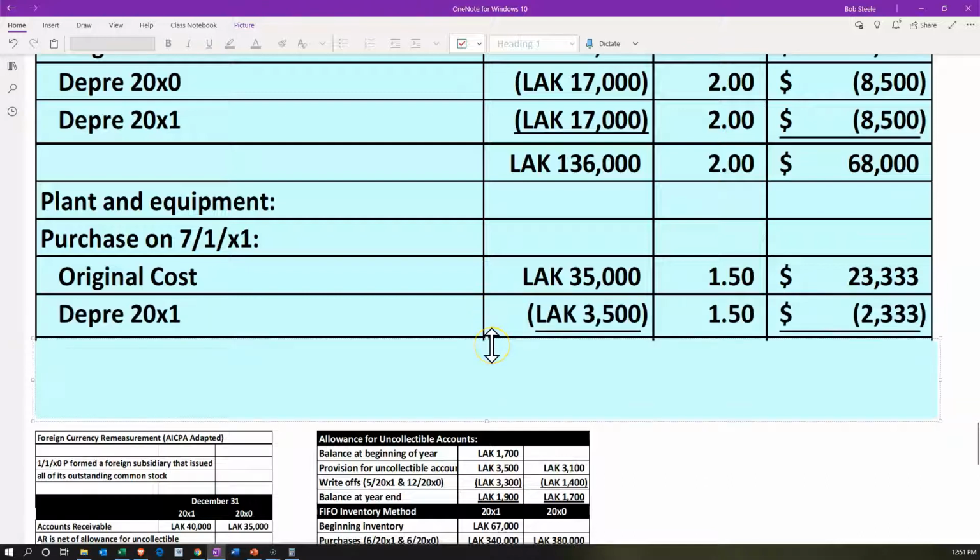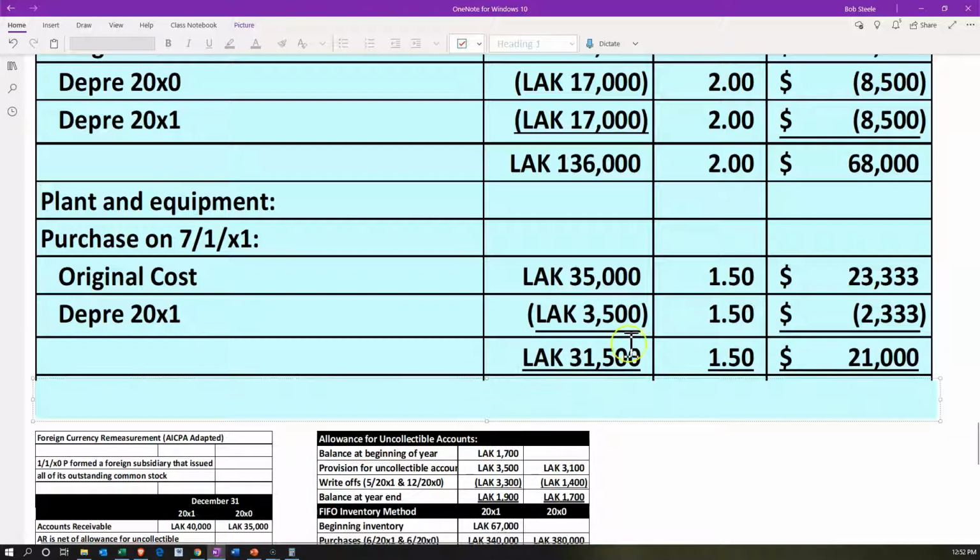Then we want the depreciation. So we're going to take that 35,000 divided by the useful life, that being 10. So 35,000 divided by 10 is the 3,500. Then we're going to take that amount divided by the 1.5 rate to give us 2,333. And if we subtract those two out, then we've got the 23,333 minus the 2,333 gives us the 21,000.